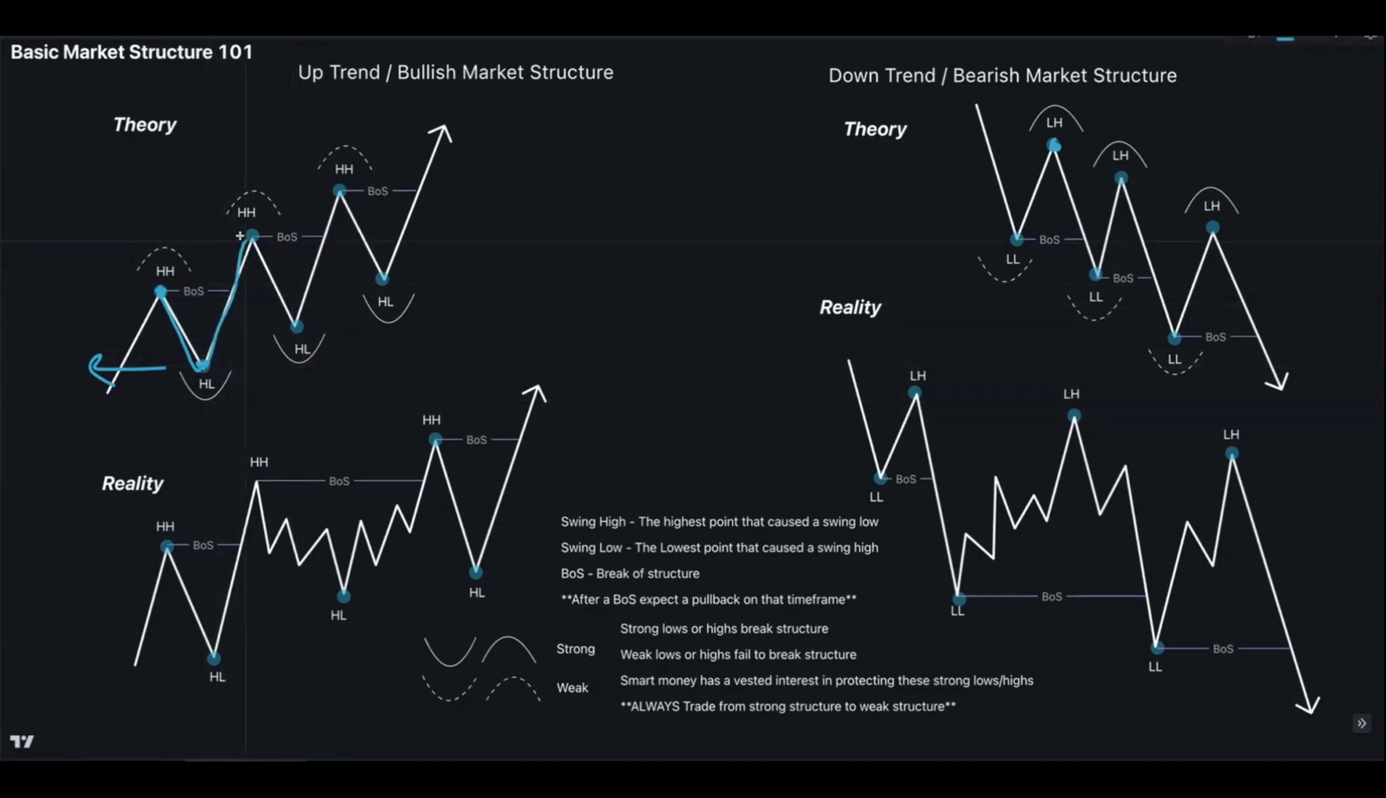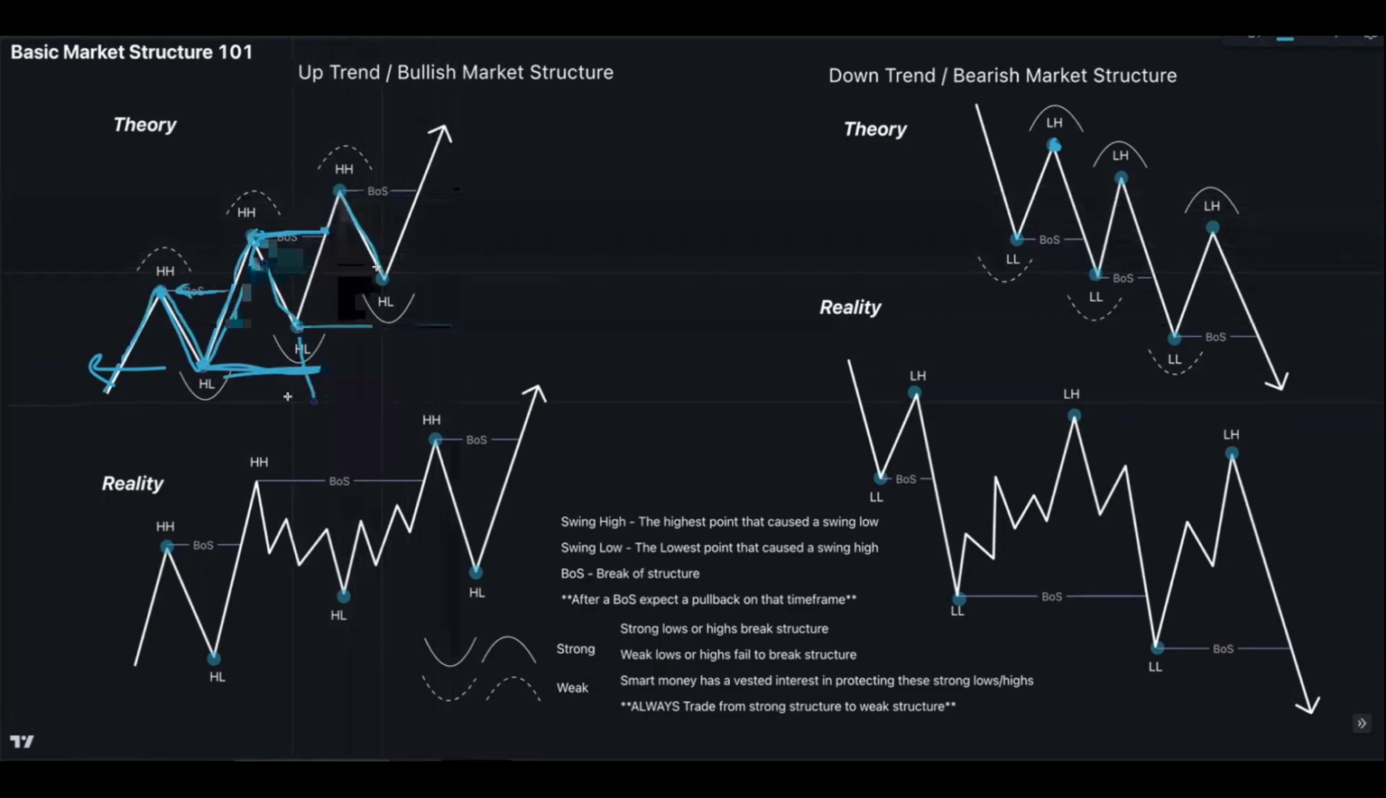So price comes up and forms this higher high. That's our range. It comes down and forms this higher low. And when it breaks this structure, guess what? Our range just changed. It is now from here to here.